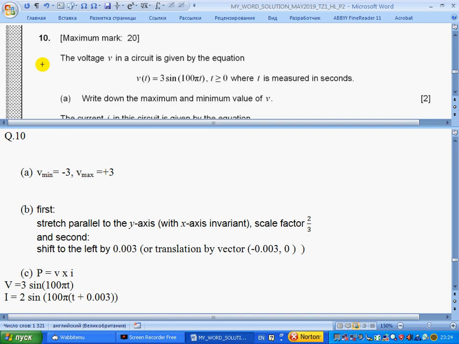The voltage V in a circuit is given by the equation V equals 3 sine. A. Write down the maximum and minimum value of V. So sine has maximum value plus 1, so V is plus 3. Minimum sine is minus 1, so V is minus 3. So minus 3 and plus 3.